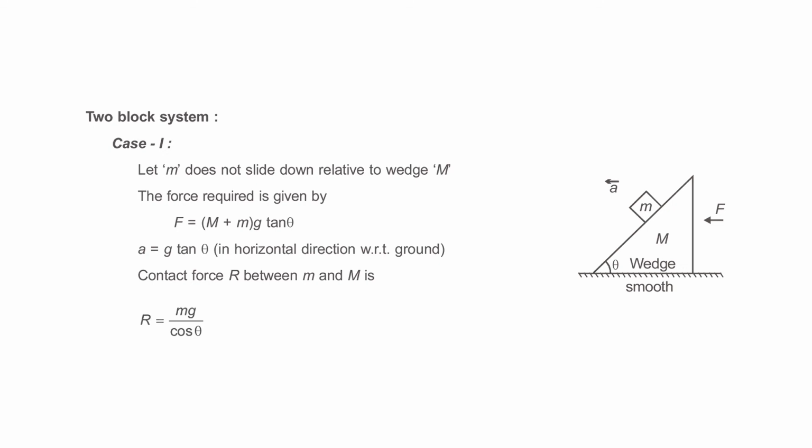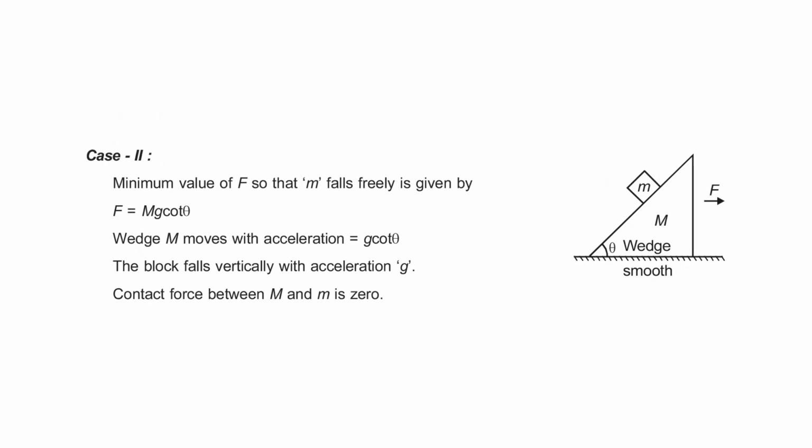Now let us move on to case 2 for the two block system. In case 2, the minimum value of F so that small m falls freely is given by F is equal to capital M g cot theta. Wedge capital M moves with acceleration equal to g cot theta. The block falls vertically with acceleration g. Contact force between capital M and small m is 0.